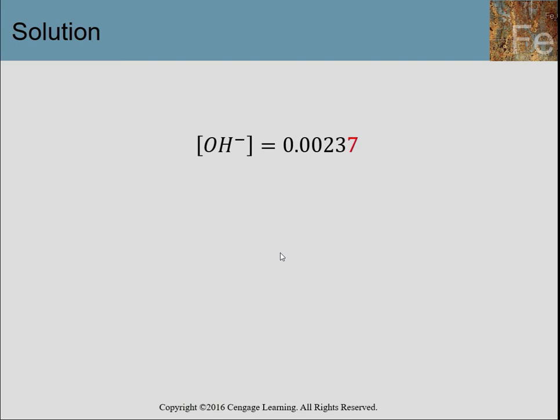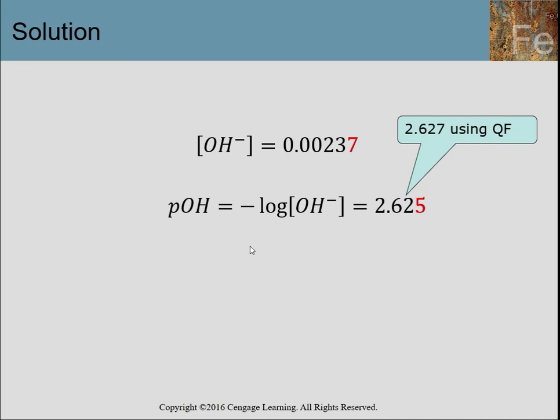So hydroxide concentration. Okay, the hydroxide concentration is 0.00237. That means the pOH, which is the negative log of the hydroxide ion concentration, is 2.625. You see, I gave you what it was if we went through the whole problem using the quadratic formula. Okay, so that's my pOH.